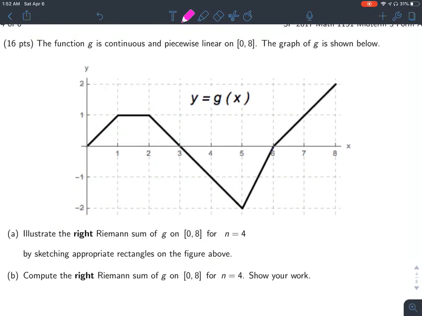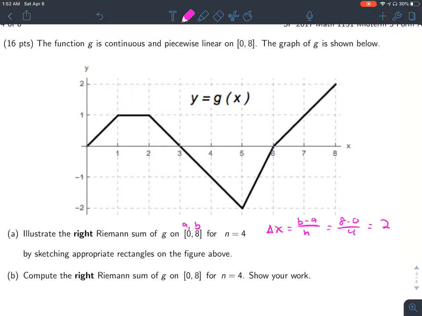To do this, we'd want to know what delta x is, the change in x. And that's the formula b minus a over n. That's 8 minus 0 over 4. So that makes this 2. That means each of our rectangles are going to have a horizontal length of 2, and then 2, and then 2, and then 2.